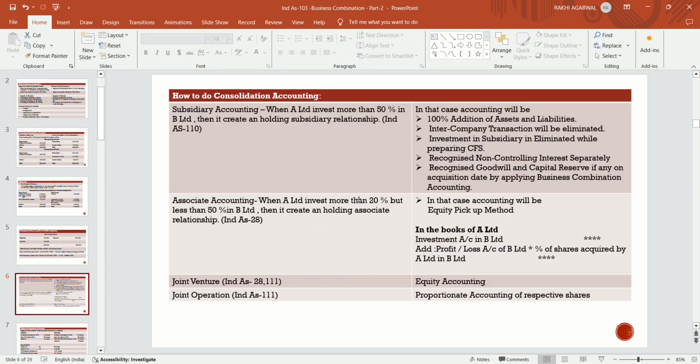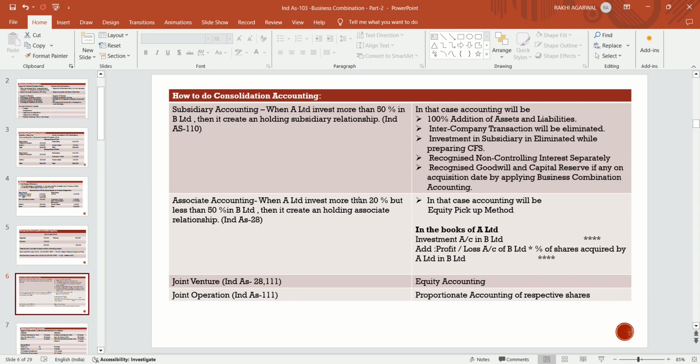Now, how is consolidation accounting to be done? There are four accounting methods: subsidiary accounting, then associates accounting, then joint venture accounting, then joint operation. These are the various methods of consolidation accounting, and various scenarios are there. Subsidiary accounting means that if a company acquires more than 50% stake in another company, then it is a subsidiary account.